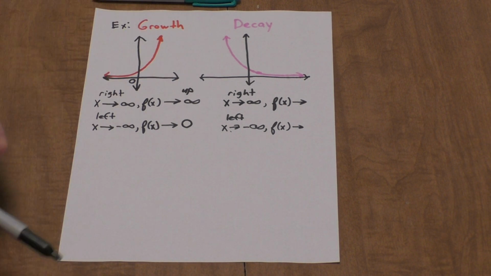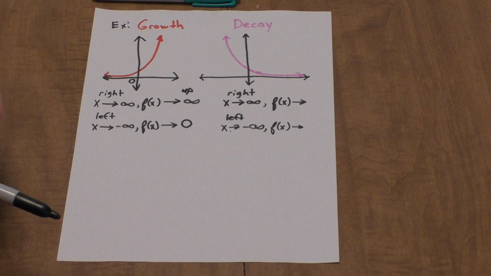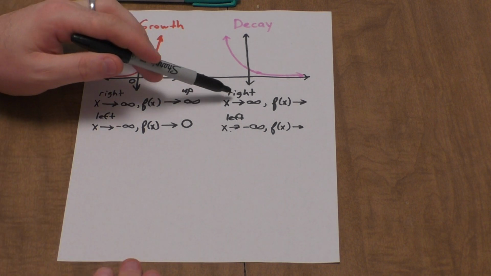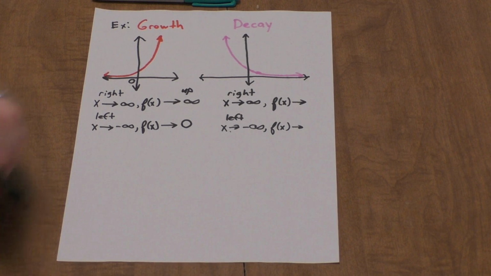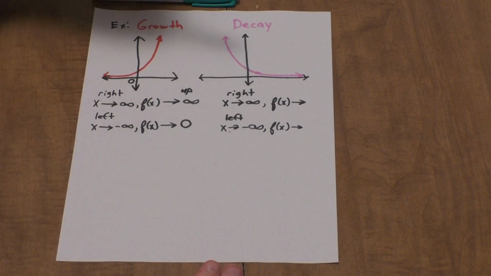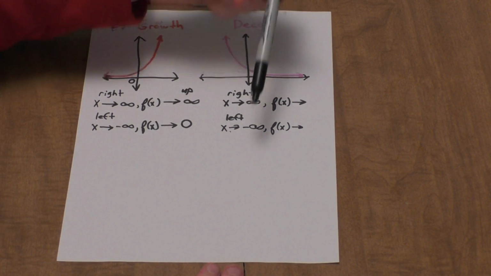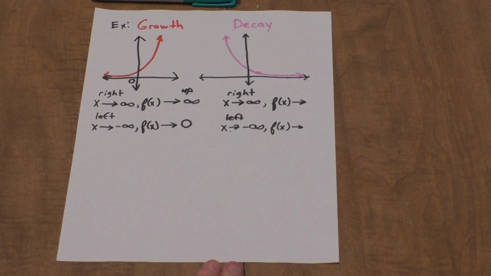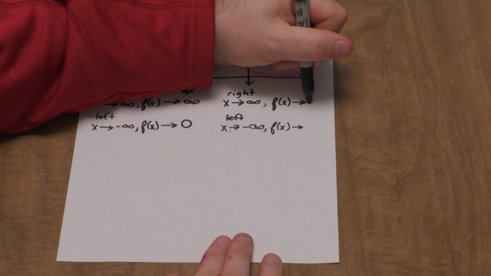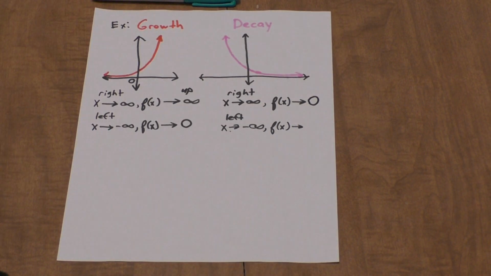Again, with decay, kind of similar but inverted. As x goes towards infinity, or as the graph goes to the right, what does the graph do? Well, as it goes to the right, it doesn't go down forever. It simply gets closer and closer to the x-axis, and so we're going to say it approaches 0, because y equals 0 is the x-axis.